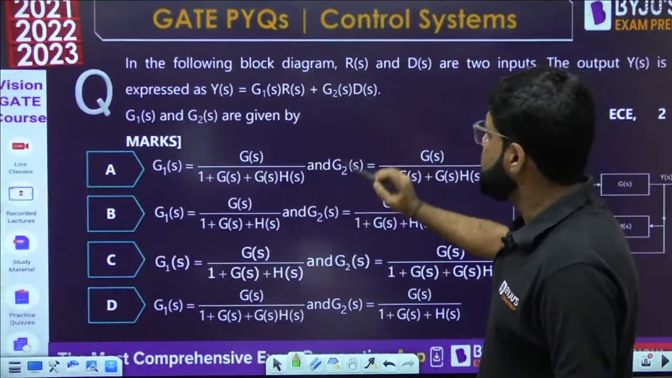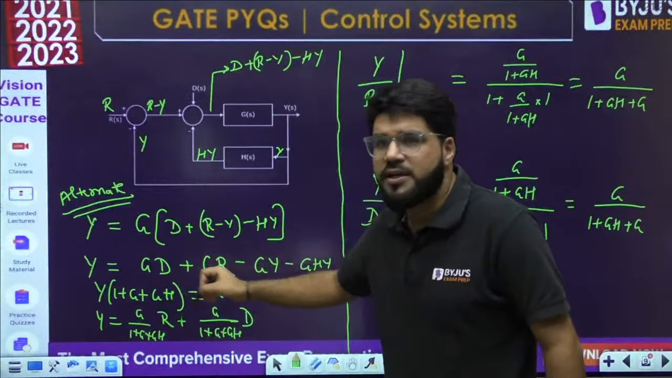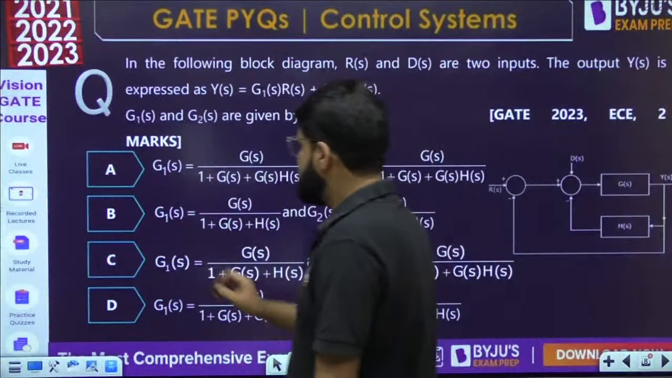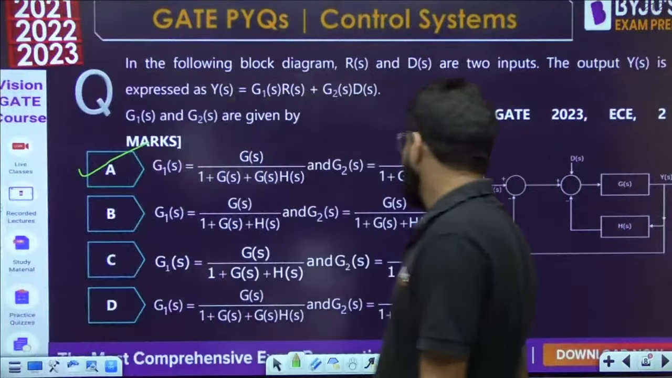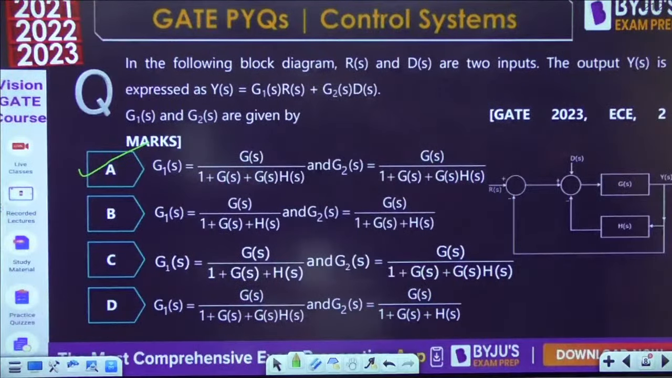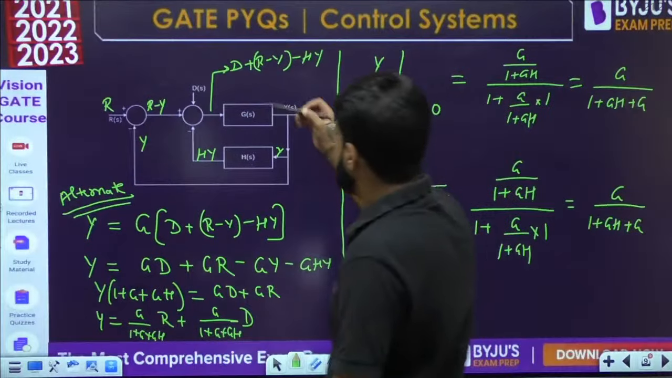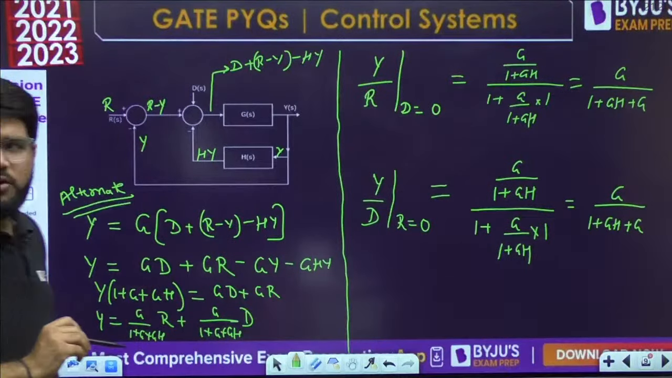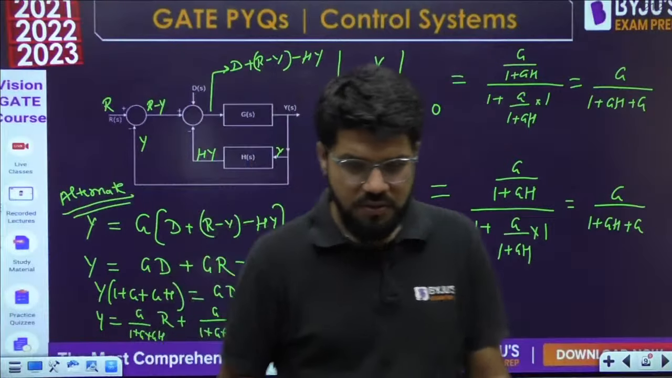G1R plus G2D. This is the G1, this is the G2, which are equal: G upon 1 plus G plus GH, option number A. Got this, everybody? Option number A. Both are equal here. This is an alternate way of solving it. Okay, hope you have got this.